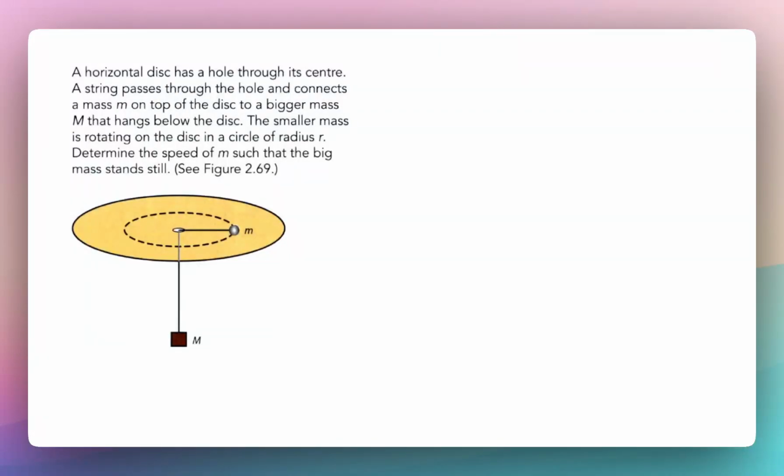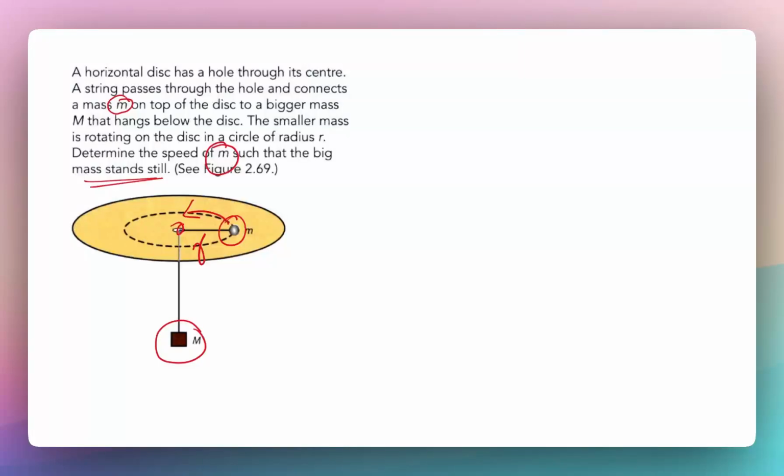In this question, there's a horizontal disk which has a hole through its center. So the hole is right at the center, as you can see over here. There's a string that passes through that hole. It starts from mass M, the bigger mass M. The small mass m is rotating on the disk in a circular motion of radius r. Determine the speed of m such that the big mass stands still.